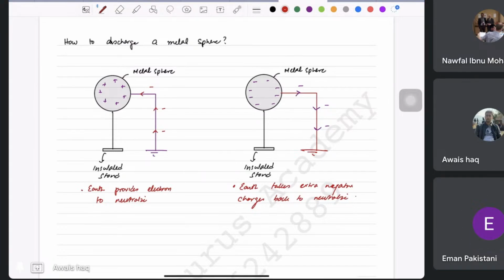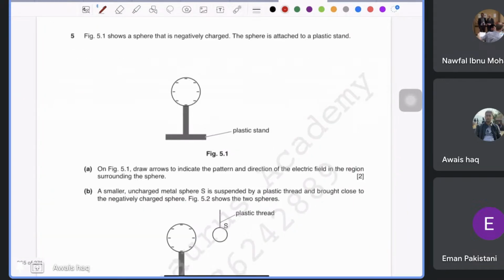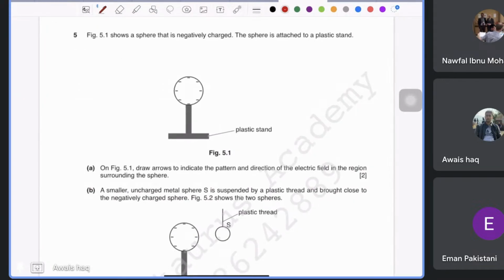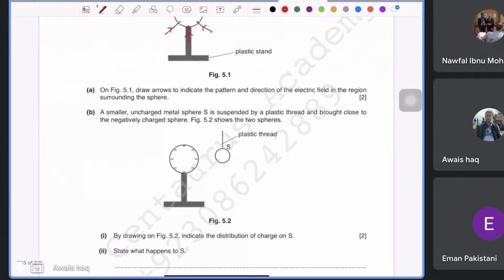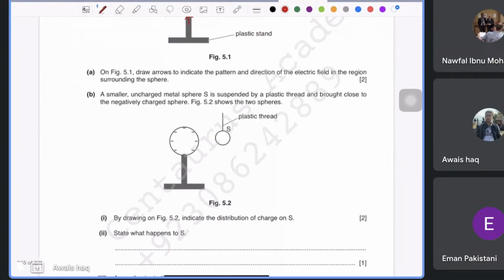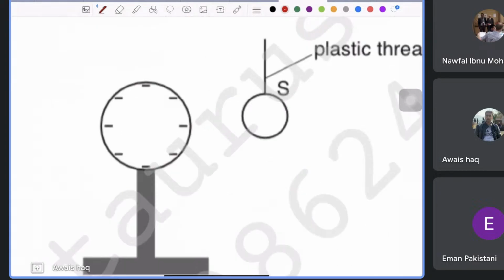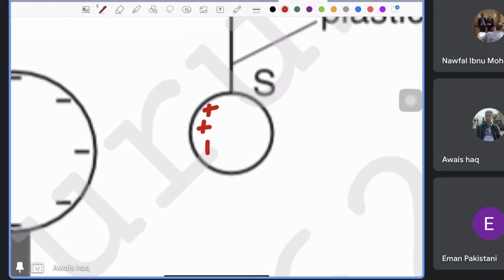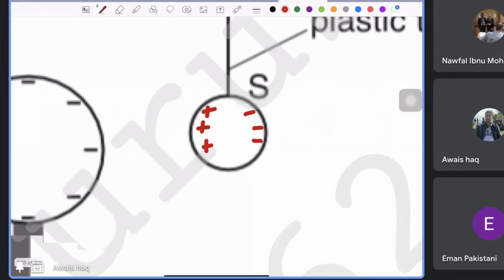Okay, so then we're gonna go to this one. It says on the figure, draw arrows to indicate the pattern. Because this is uniform, we just need to make nice arrows, straight lines all over it. Oh, this is negative, my bad, so the arrows will be towards the charge. Then it says a smaller charge is there, draw to indicate the distribution on S. So this is negative, so positive charges will come to this side, and negative will go to the other far end.